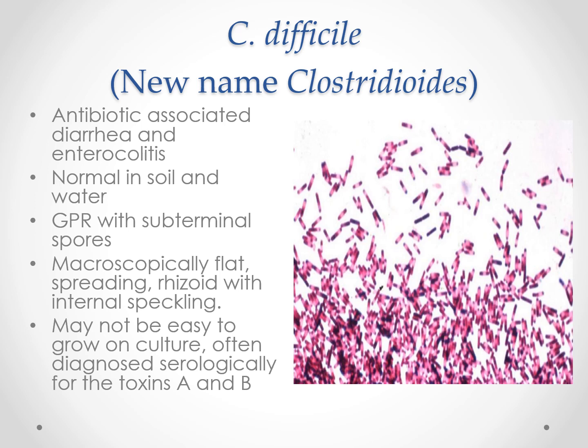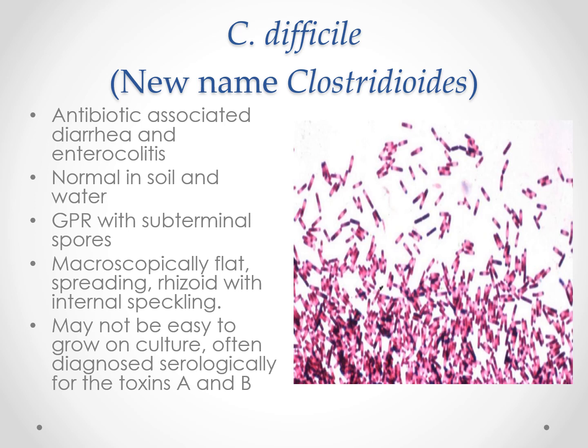It may not be easy to grow on culture, and often it is diagnosed serologically by looking for the toxins that it produces. Clostridioides difficile produces 2 toxins known as toxin A and toxin B. Toxin A is associated with fluid accumulation, and toxin B is associated with tissue destruction. Like I said, Clostridioides difficile can be difficult to culture, but if you did want to try, you could put it on a media known as CCFA, which is selective for Clostridioides difficile. CCFA media stands for cycloserine cefoxitin fructose agar.